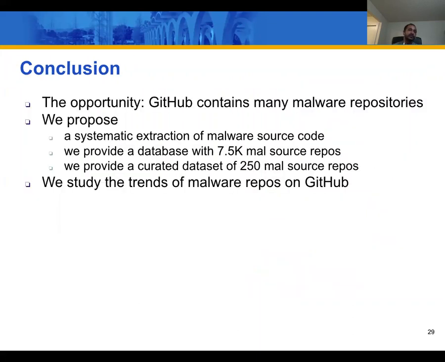So in conclusion, we say that there is an opportunity that public archives like GitHub contain lots of malware repositories, and we propose a systematic approach to extract malware source code repositories from GitHub. We also provide a database of 7.5K malware source code repositories, where we have provided a curated dataset of 250 malware source code repositories. And we also studied the trends and patterns of these malware source code repositories.